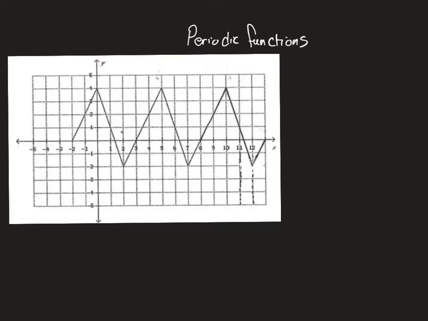In today's video we're going to be looking at periodic functions. Now, a periodic function is basically a function that has a repetition. So basically it repeats itself. And the best way to see that is, for instance, in this example here, you can see that it's increasing, then it's decreasing, then it's increasing, and so on and so forth.